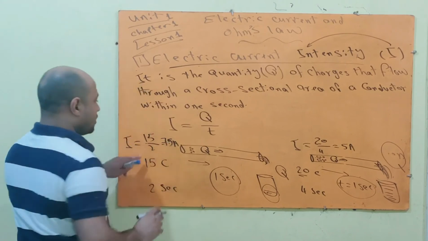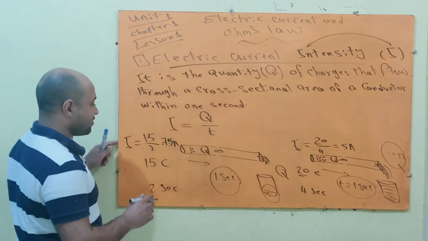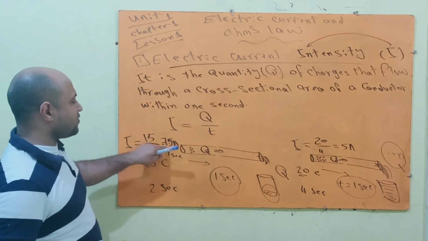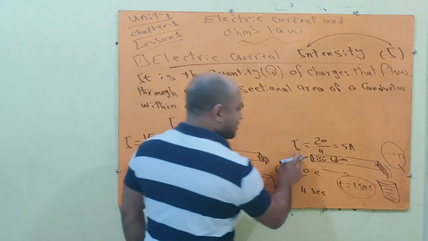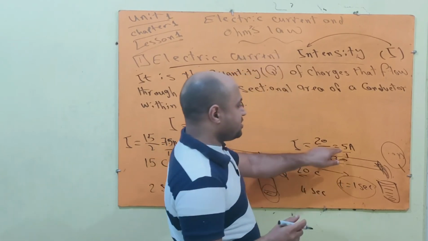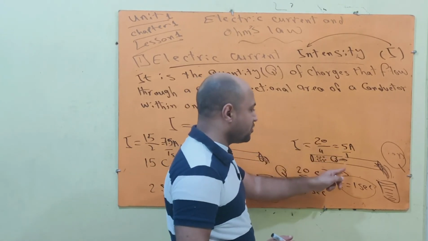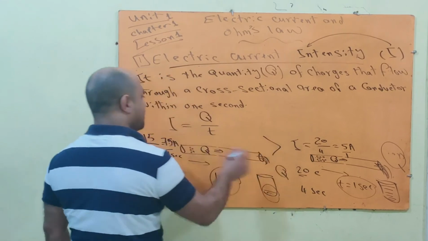So the current in this case is greater than the current in this case, which means that every 1 second a quantity of charge equals 7.5 coulomb passes through this conductor. While in this conductor, every 1 second there is a quantity of charge equals 5 coulomb that passes through the cross-section area of this conductor. So current in this case is greater than this case.